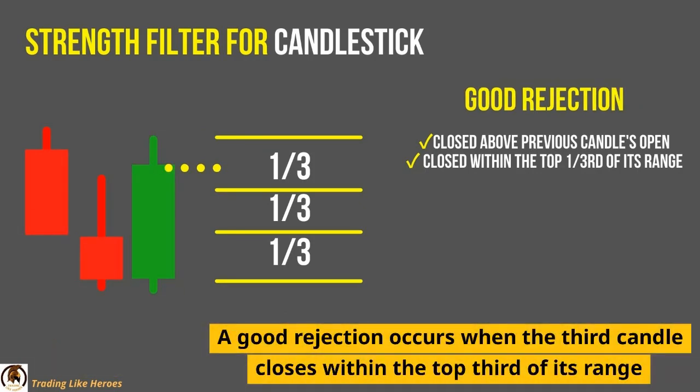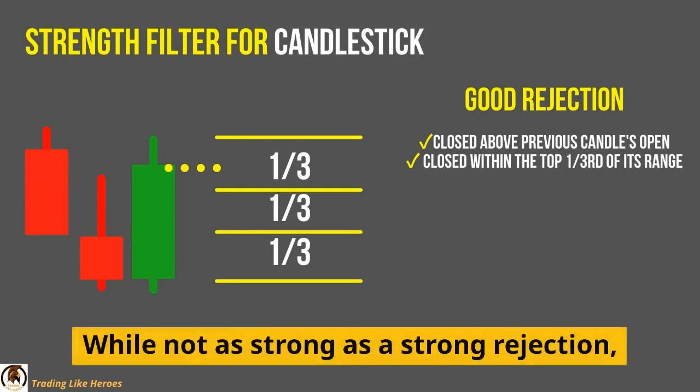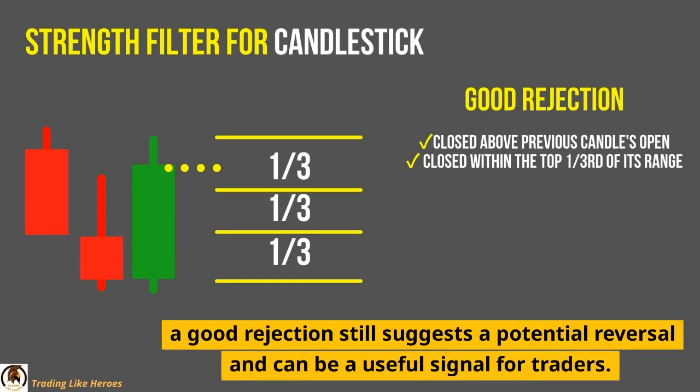A good rejection occurs when the third candle closes within the top third of its range and meets the first criterion. While not as strong as a strong rejection, a good rejection still suggests a potential reversal and can be a useful signal for traders.